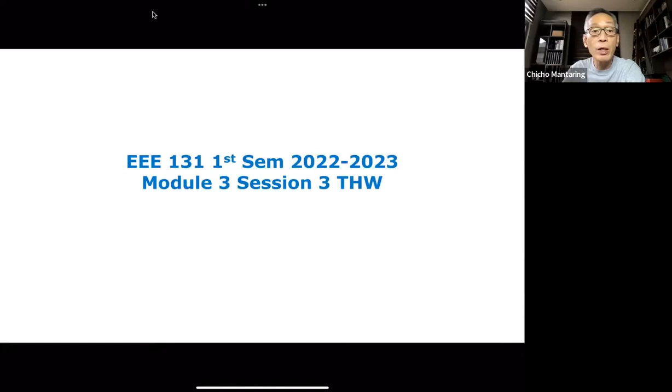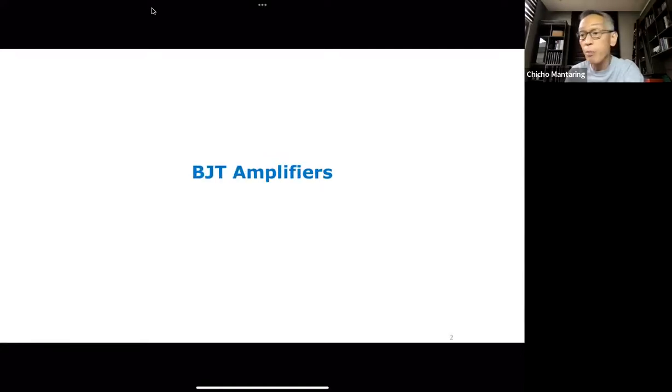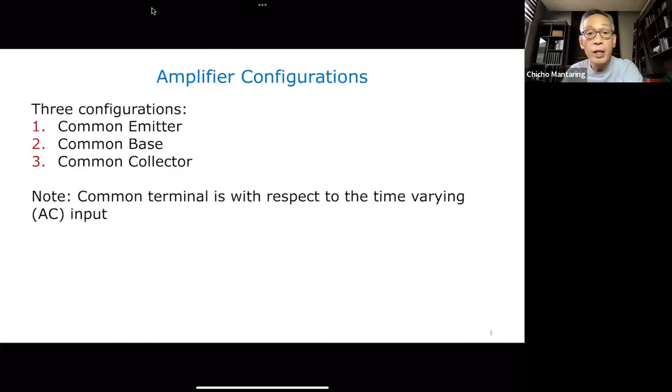Okay, so we continue our discussion of bipolar junction transistors. What I want to cover today are transistors as amplifiers, so BJT amplifiers. There are three BJT amplifier configurations. These are called the common emitter, common base, and common collector. The common terminal is with respect to the time varying AC input.